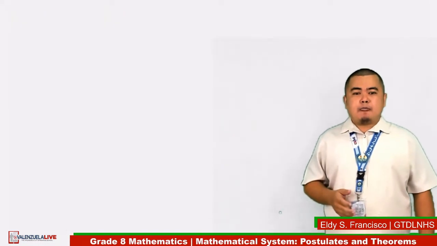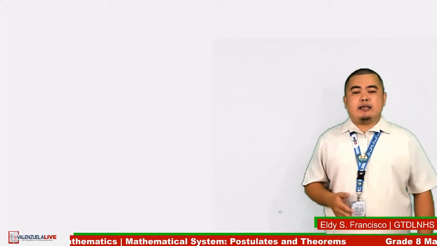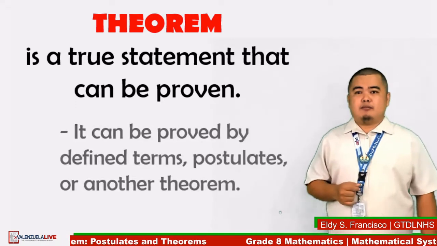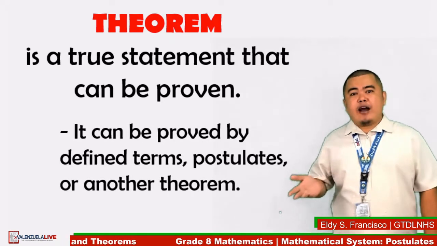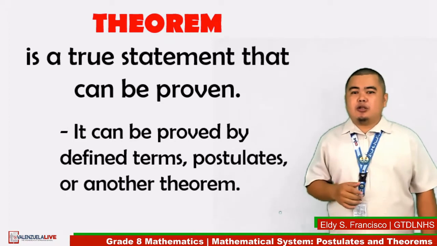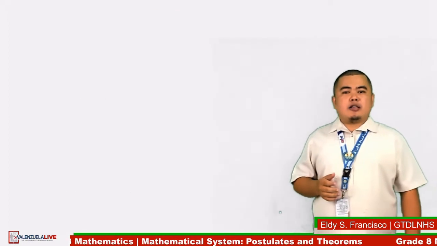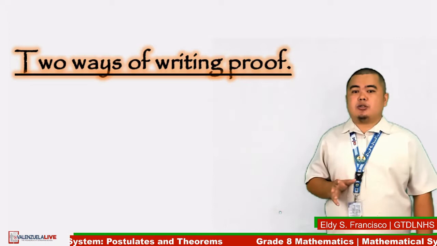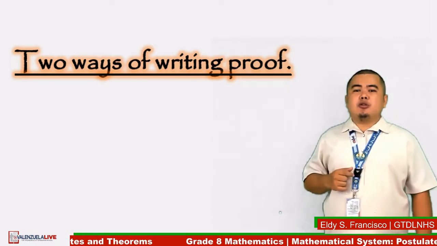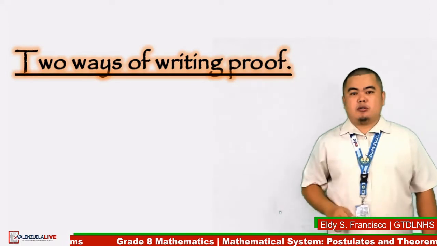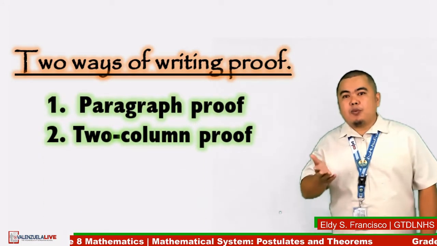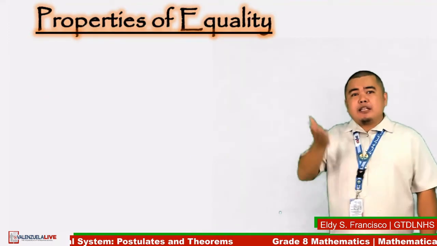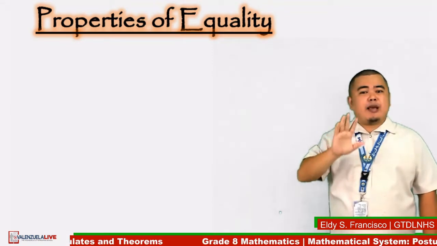Now, let us proceed to illustrate the theorems mathematically. Again, a theorem is a true statement that can be proven. It can be proved by defined terms, postulates, or another theorem. There are actually various ways of proving theorems in a mathematical system. But today, we are going to use only two of those, which are the paragraph proof and the two-column proof. In writing proofs, the properties of equality are also used as basis for reasoning.